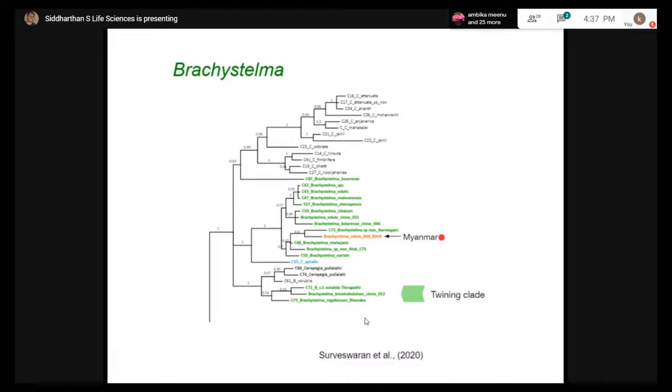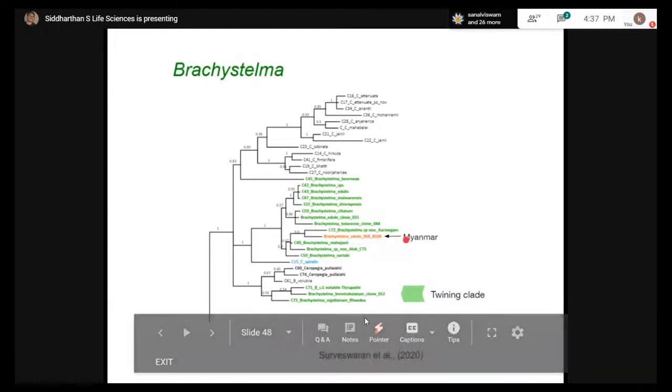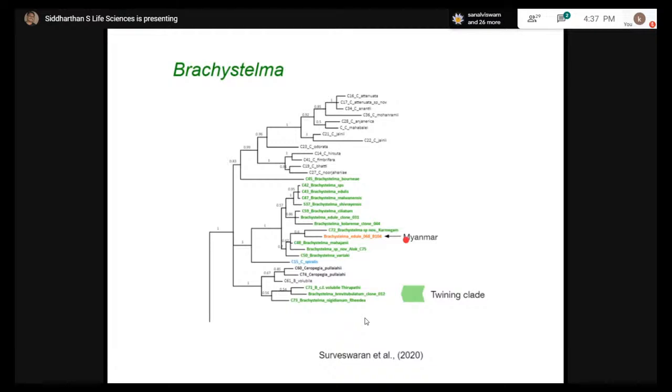Apart from this, there's only one more species called Brachystelma kerri from the Southeast Asian region. Probably these plants need more dry conditions, and these dry habitats are present only in India, and such habitats probably might not be present in Southeast Asia. But I don't know what is the biogeographical history of this particular species in Myanmar. Maybe is it a human-mediated transfer? We don't know. We need more evidence, more data on the species occurring there.